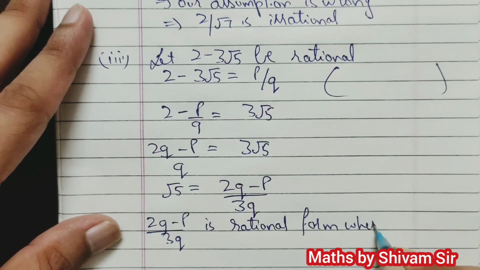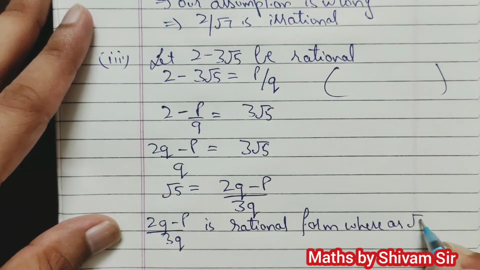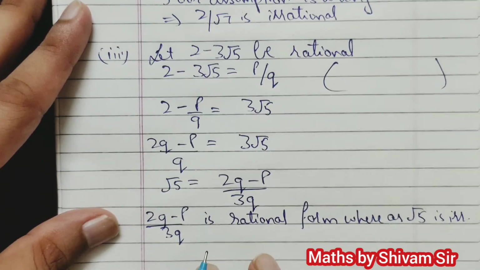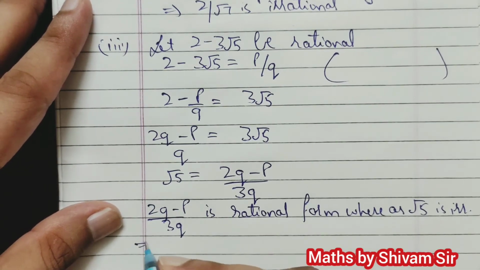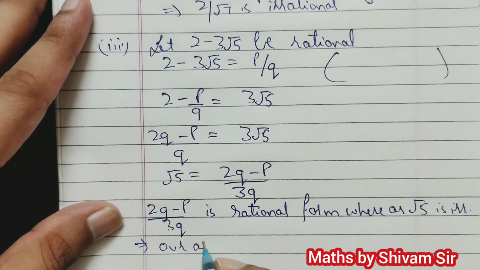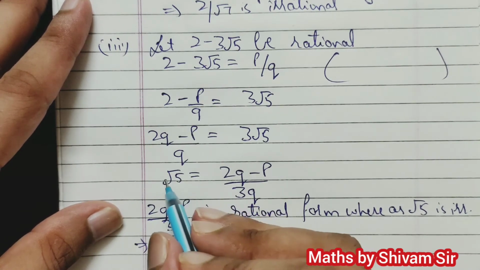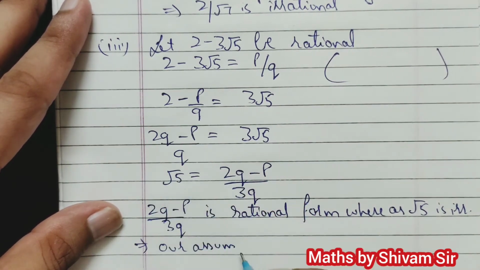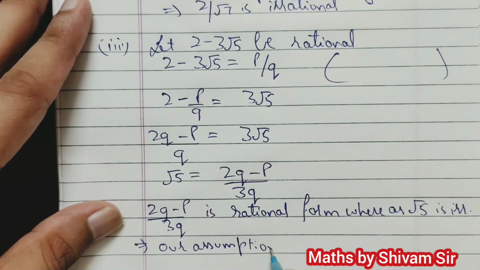Whereas root 5 is irrational. We know that root 5 is irrational. So this implies our assumption is wrong, because a rational number cannot be equal to an irrational number. So our assumption is wrong.